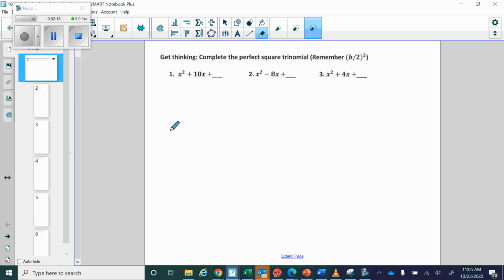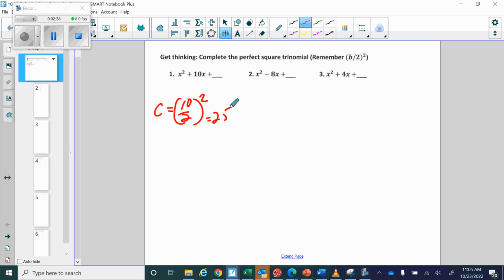So you remember, to find the C value here, we would take the B value, which is 10, divide by 2 and square it, all right? And that would give us 25. So my C value is 25. And then to write this as a factor, we'll put x plus 5 squared.